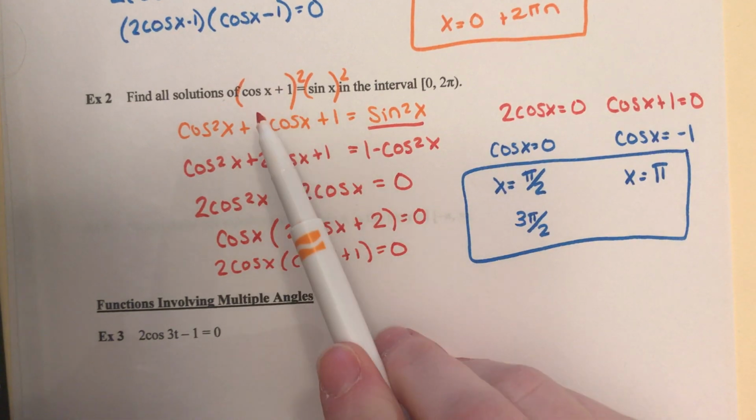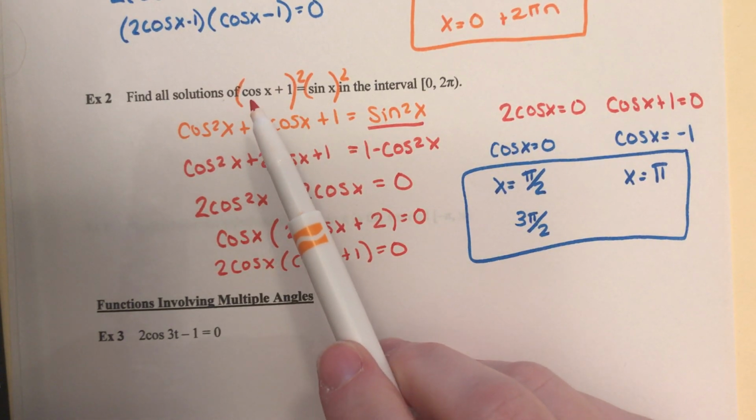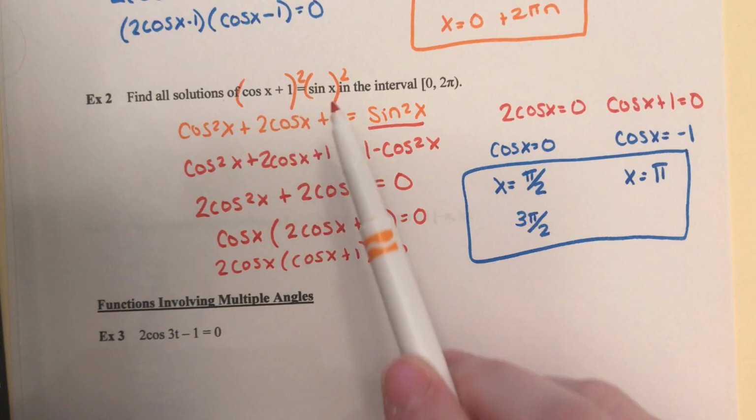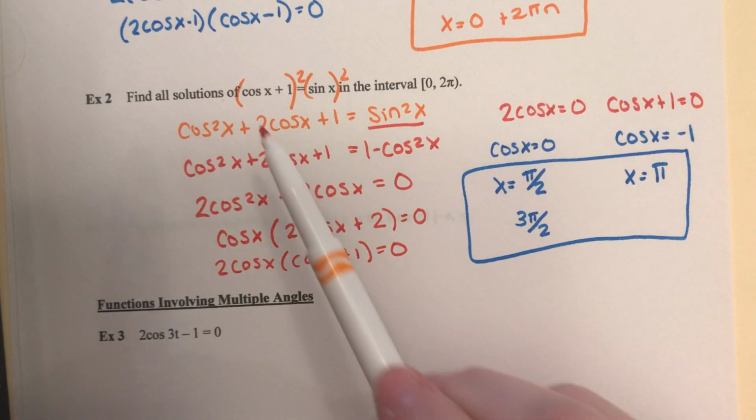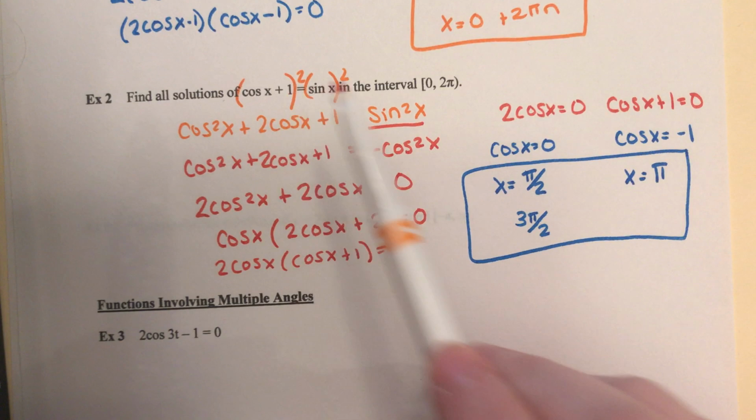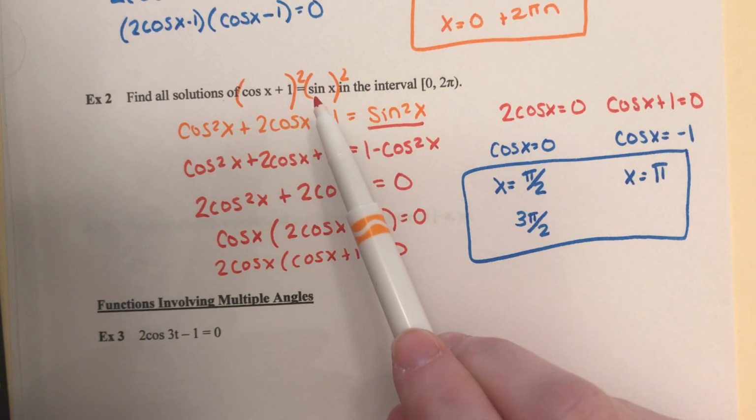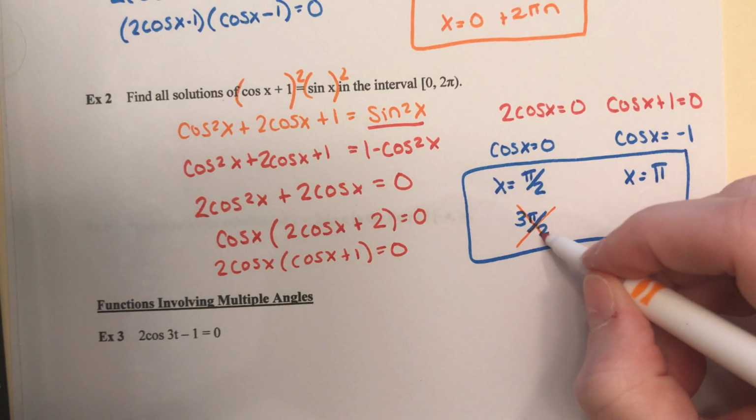If I check pi, cosine of pi is -1 plus 1 is 0, and then the sine of pi is 0, so that works. But if I check 3 pi over 2, the cosine of 3 pi over 2 is 0. 0 plus 1 is 1. And then the sine of 3 pi over 2 is -1. So that actually does not work. That's an extraneous solution.